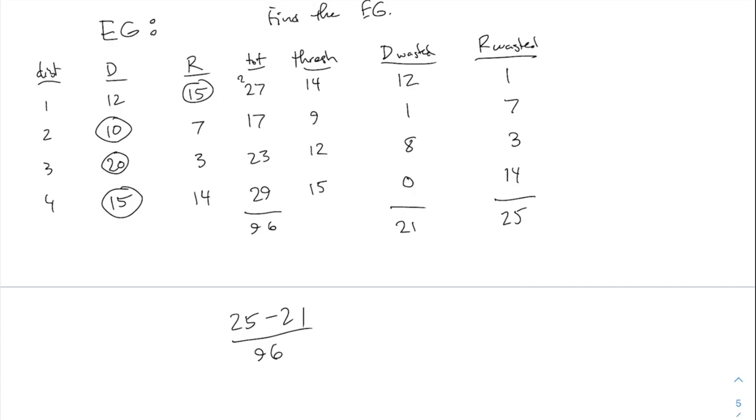It's from Al-Khwarizmi. 4 over 96 is the efficiency gap in favor of, what do you say, D's or R's? D's in this case, because the D's wasted fewer, the R's wasted more. So this is in favor of the D's. You don't have to simplify the fraction, although some people insist on simplifying the fraction. You can if you want to, I suppose.